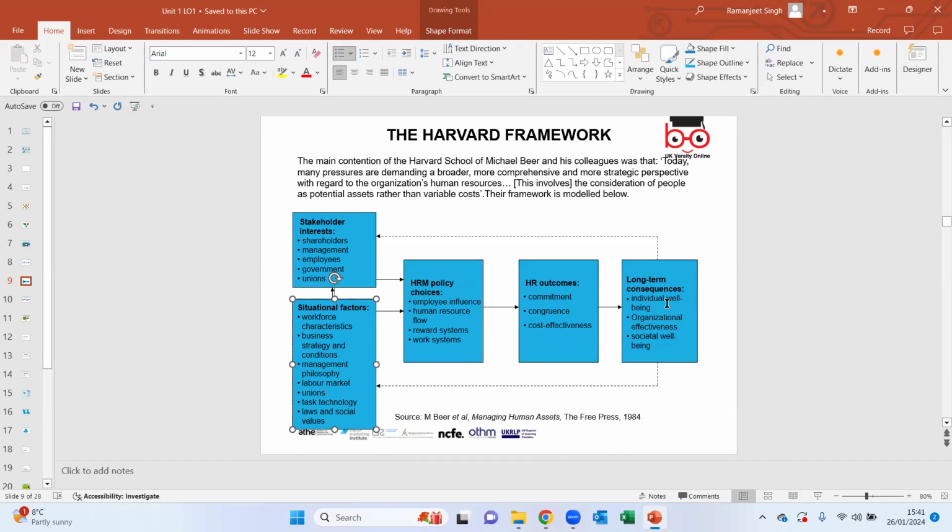And then they look at the long-term consequences. For example, if they keep assigning you, can I ask you, what do you do for work?